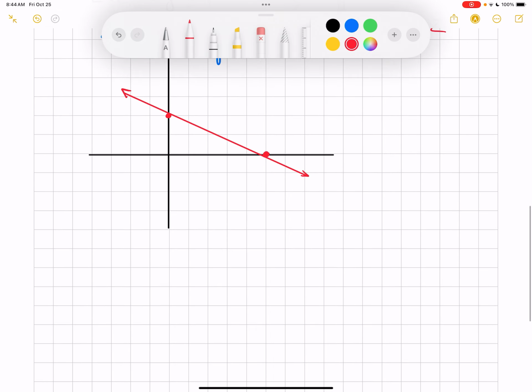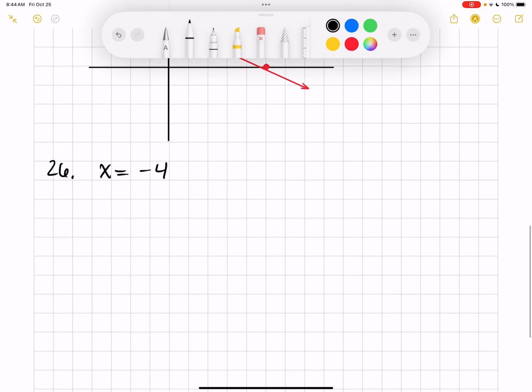Let's see, one more thing just to make sure we've seen it. Number 26. If I have x equals negative 4, what does that graph look like? Where? Vertical on negative 4. Yep, a vertical line on negative 4, just straight up and down like that. And obviously I'm making my graph excessively large. You don't necessarily have to make it that big.